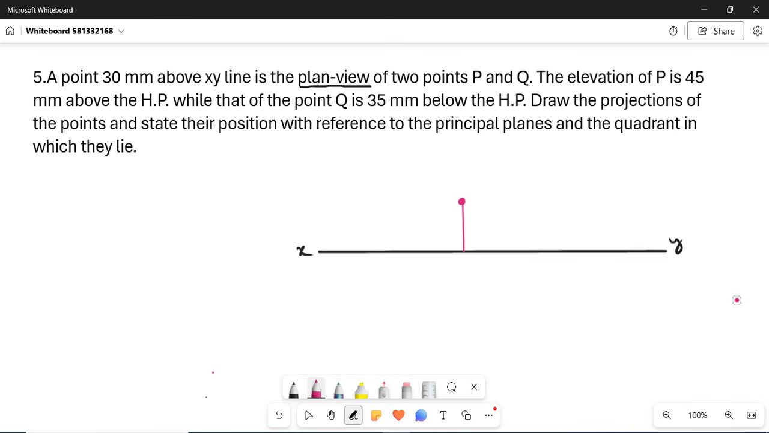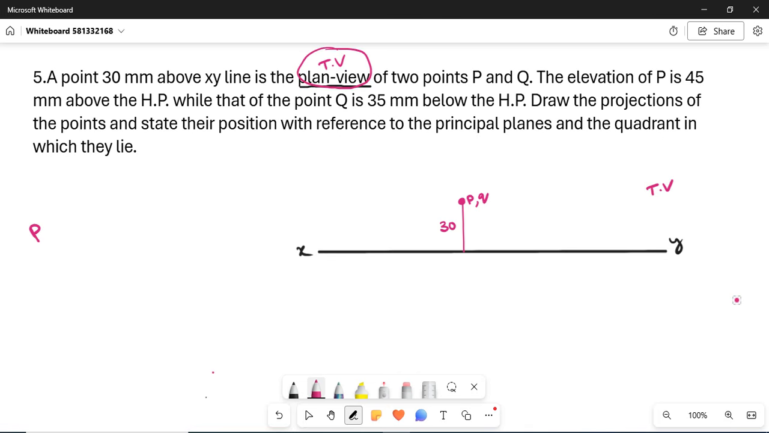What he is saying is that the distance from the XY line is 30, which is nothing but the plan view of the two points. Plan view is indirectly what we call the top view. Plan view or top view, both are the same. That means the P top view is here, small p. Even the Q top view is also here. So what we got here is that the PQ top views are above the XY line as per the clue given in the question.